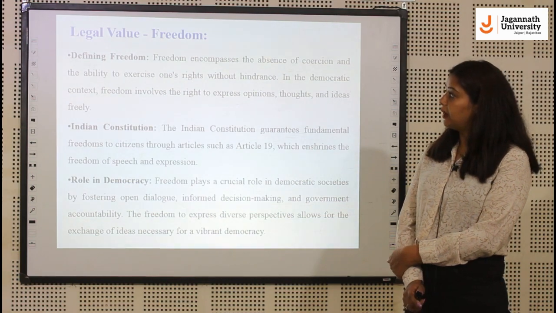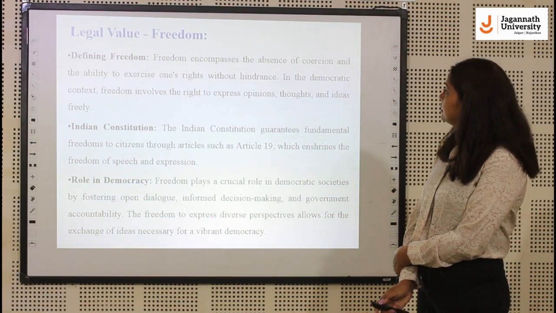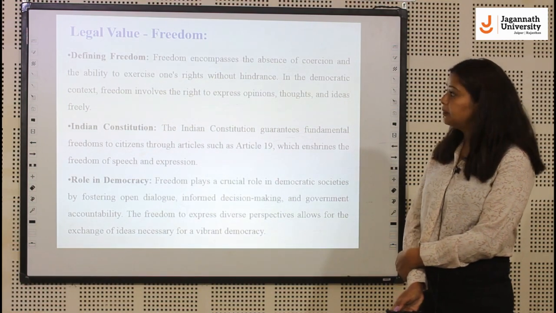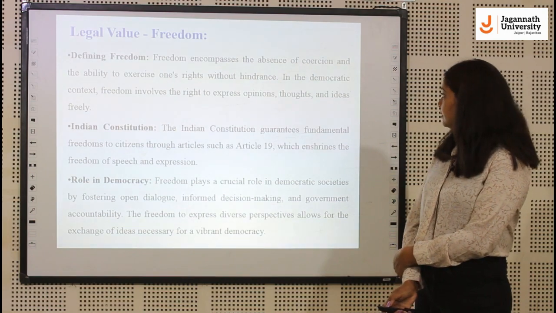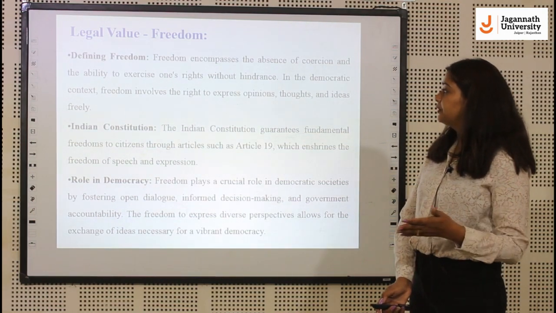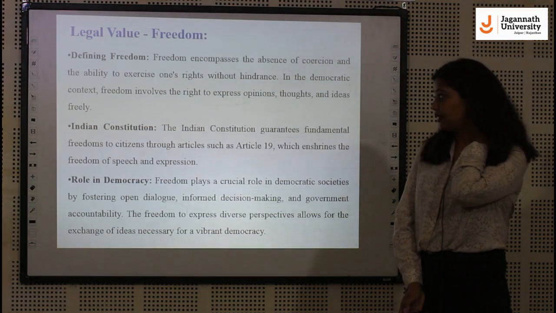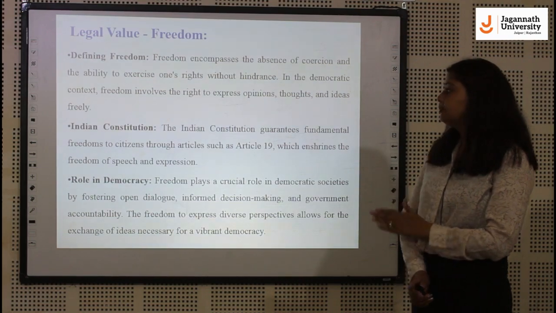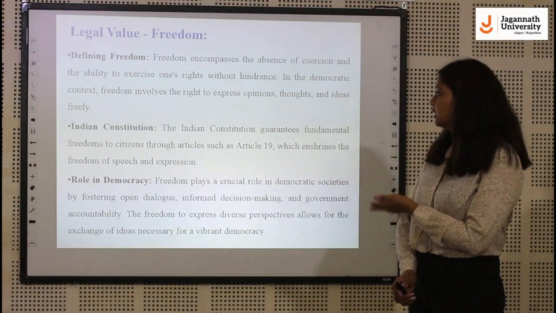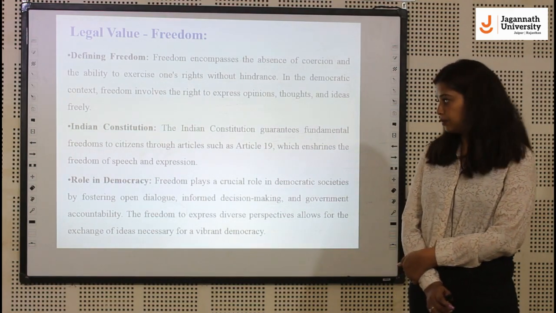Legal values. What is a legal value? Freedom. Defining freedom: freedom encompasses the absence of coercion and the ability to exercise one's rights without hindrance. In a democratic context, freedom involves the right to express opinions, thoughts and ideas freely. The Indian Constitution guarantees fundamental freedoms to citizens through articles such as Article 19, which enshrines the freedom of speech and expression.